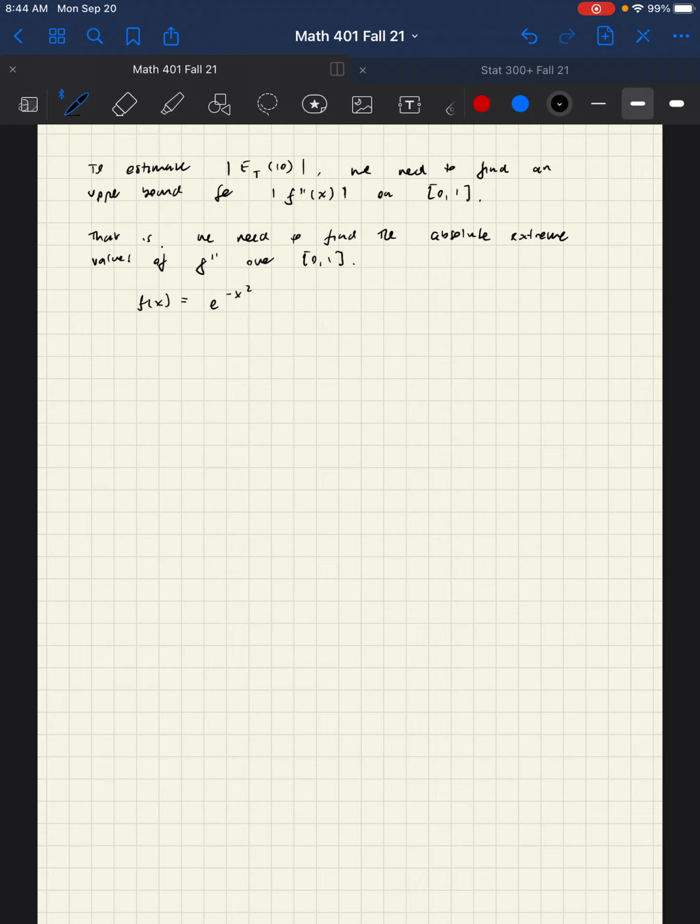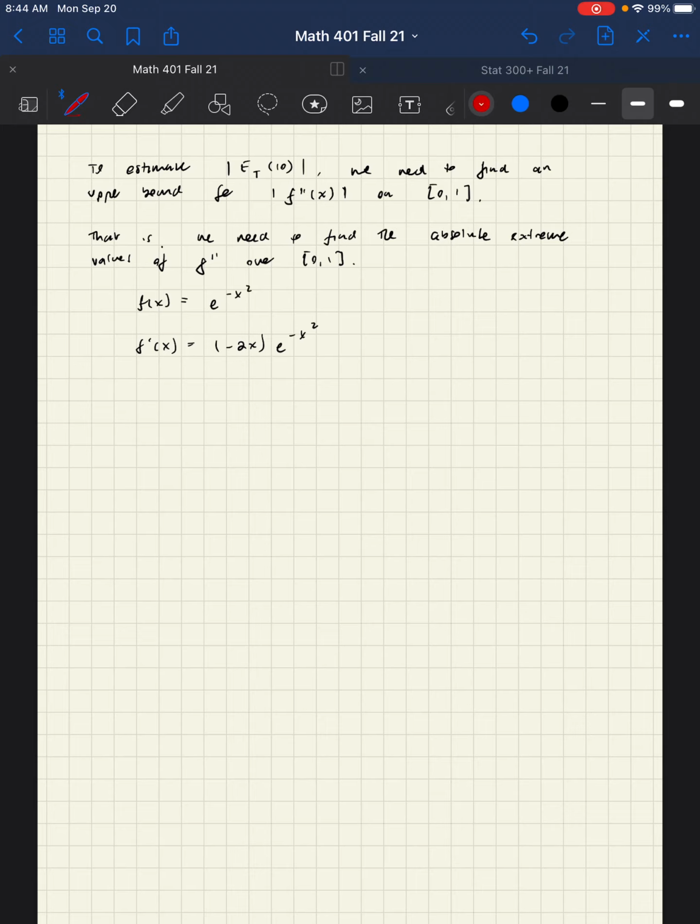Back to Calc 1, right? So our f is e to the negative x squared. Then f prime, well, this is the chain rule. I'm going to put the derivative of the inner function in front because it'll make it easier for us to work with the later derivatives. So f prime is the derivative of the inside, negative 2x, times the derivative of the outside, which is just e to the negative x squared.